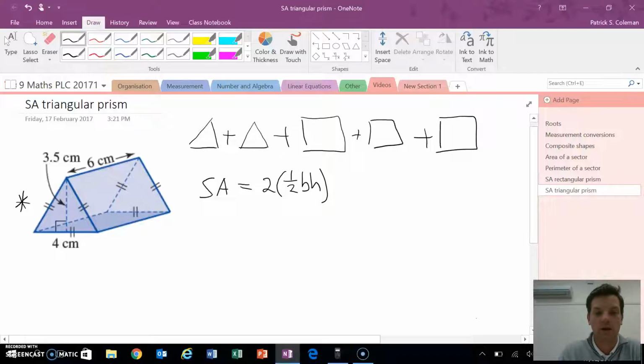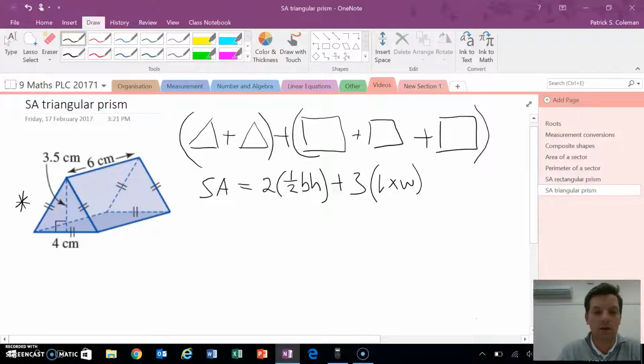So what this part of the equation here has found is this part. And we've then got to add three rectangles together. And we know our formula for finding the area of the rectangle is length times width. So that's found this part. So we've got the whole surface area covered.